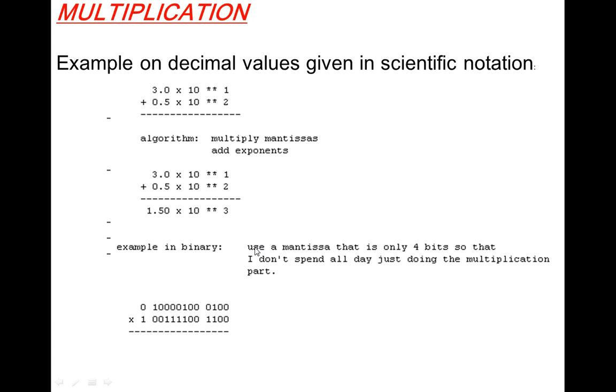This is how we can represent the decimal value. The main algorithm is to multiply the mantissa part and add the exponent part. The exponents: 2 plus 1 is 3, and the mantissa part is 3.0 times 0.5, that is 1.50.